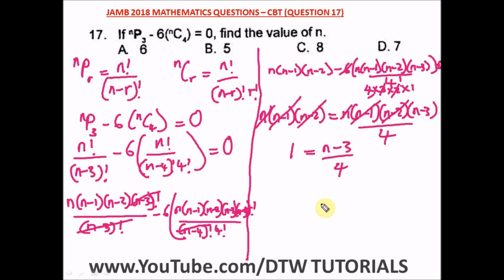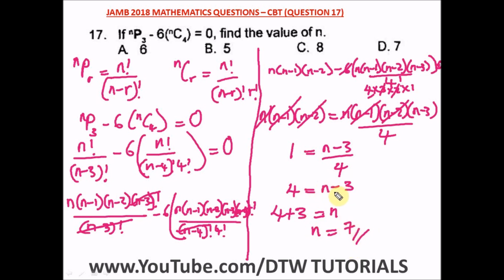So from here, take 4 to this side. You cross multiply, you have 4 is equal to n minus 3. So to get our n, take minus 3 to this side. We have 4 plus 3, which is equal to n. All right, and what is 4 plus 3? That is 7. So n is equal to 7. All right, and the answer is 7.